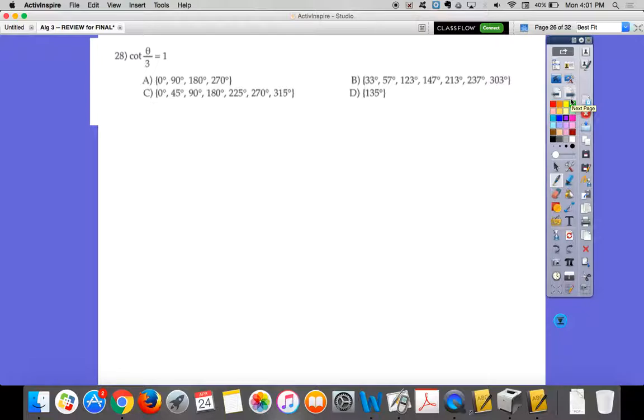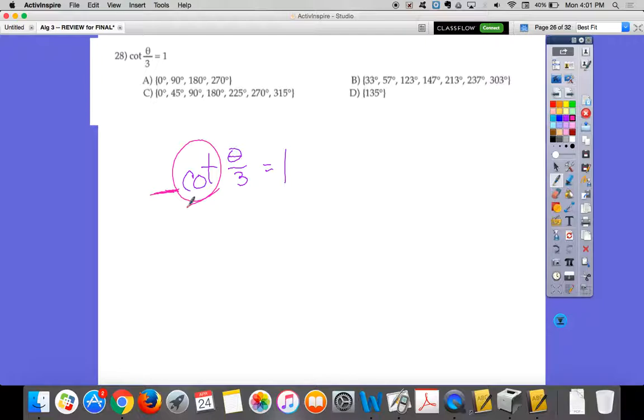Okay. Going again, we've got cotangent of theta over 3 equals 1. Okay, so let's just copy it down so we've got something to work with. Again, I've told y'all before, I don't particularly care for working with reciprocal functions. I would rather turn them into the traditional sine, cosine, tangent. There is not a coefficient out front, so we don't have to worry about that. We can go straight to dealing with cotangent.